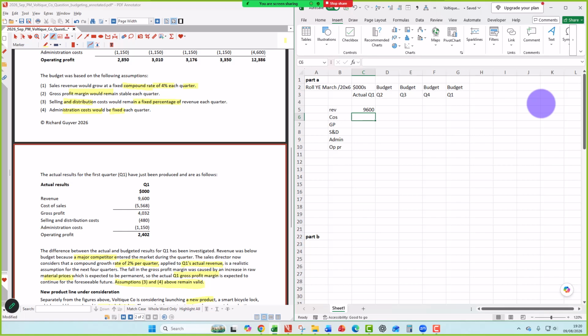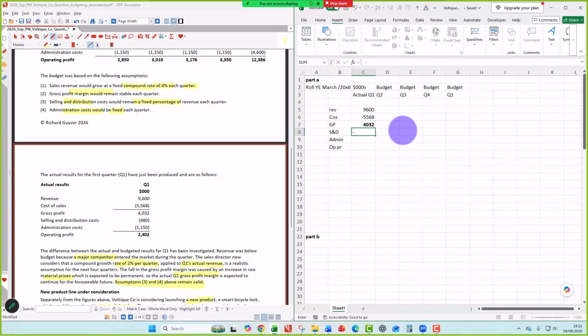So 9,600 there, 5,568 there. Now what I would do is use the functionality of the spreadsheet to do the gross profit and the operating profit for me, because then if I've made a typo here, it should pick it up. And I wouldn't spend a lot of time trying to put lines in. The exam platform is a bit tricky to put lines in and borders in the spreadsheet. I just use Control B. I think that's good enough.